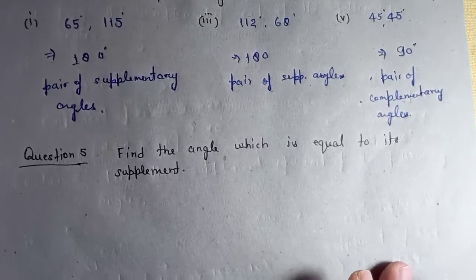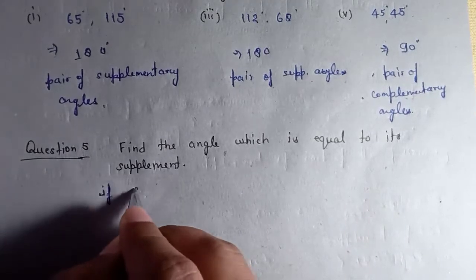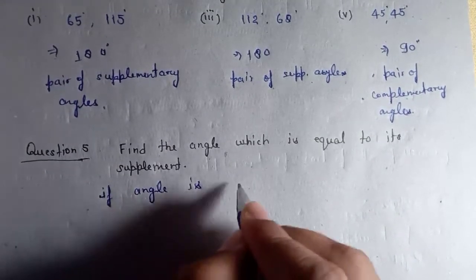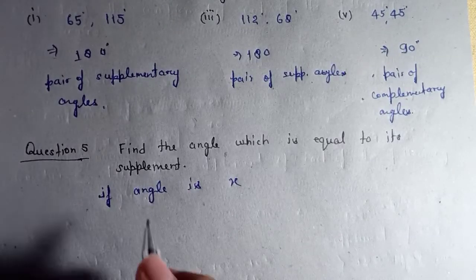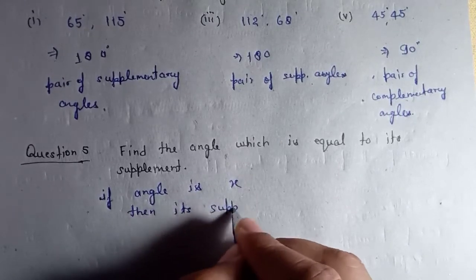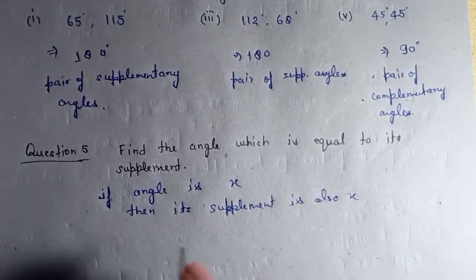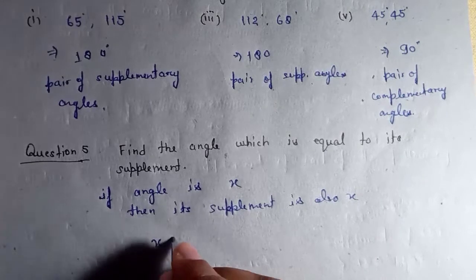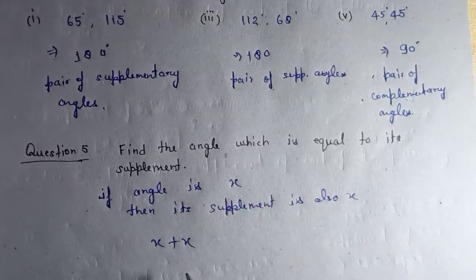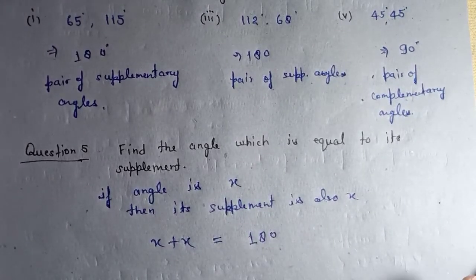We have question number 5. We have to find a number which is equal to its supplement. So here we have to use algebra. If the angle is x, then its supplement is also x. Now if we add the angle and its supplement, which are the same, we get 180 degrees. This is the definition of a pair of supplementary angles.